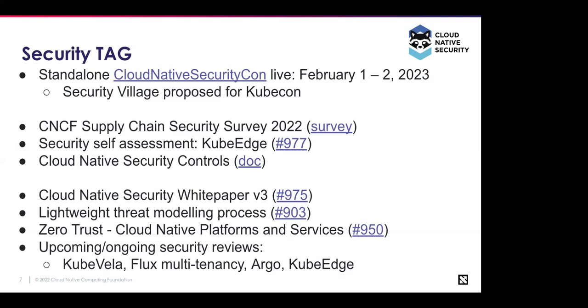cloud native security controls. We're looking to map recommendations to ecosystem tooling in order to provide recommendations and also to make clear what options are available for people to choose for their various levels of risk tolerance. Onwards, the cloud native security white paper is undergoing its third iteration.